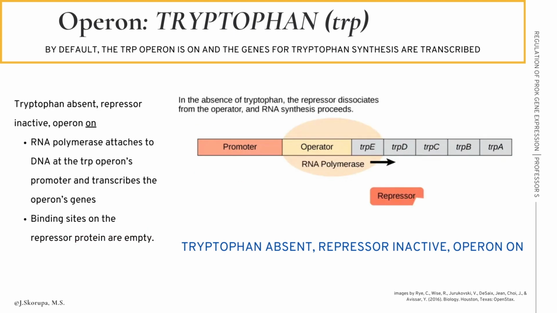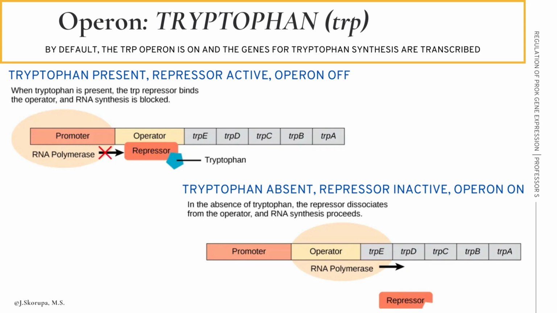In the absence of tryptophan, the cell needs to make some, so we're going to turn the operator on. Because there is low tryptophan, the repressor does not have its co-repressor, so it is inactive. RNA polymerase attaches to the DNA at the operon's promoter and transcribes the operon's genes. Highlight this sentence here: tryptophan absent, repressor inactive, operator on.